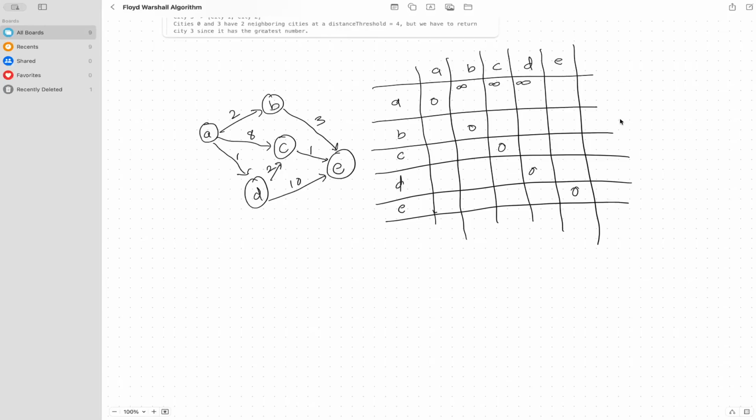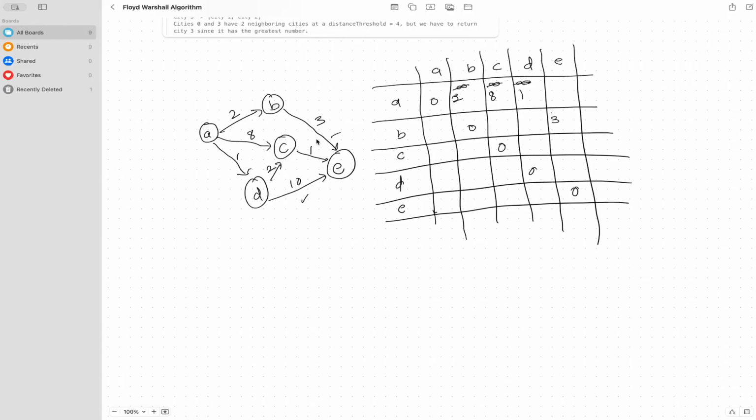So you can say A to B, we know the answer. A to B, the answer right now is 2. So infinite will be replaced with 2 because 2 is shorter than infinite. Similarly, A to C also I know already that the answer is 8. So I will update it. Then A to D also we know and the answer is 1. A to E we do not know right now. And next is B to E. I know that B to E is 3.